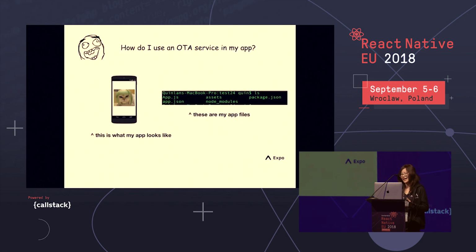All right, so given that, let's go over how you'd use an over-the-air service in your app. So say you have a basic React Native app, and you've built it on the Expo platform.